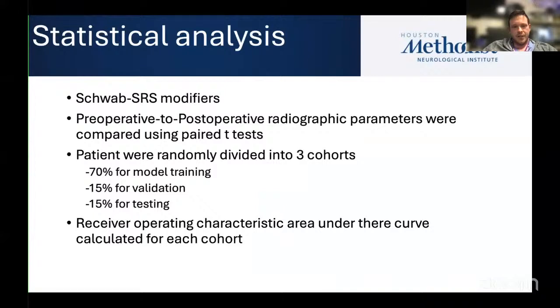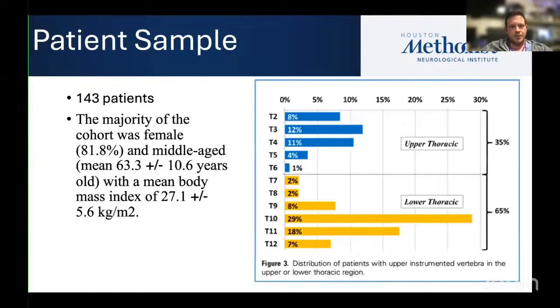And they did paired t-test analysis for their preoperative and postoperative radiographic parameters, and they had their patients divided into 3 cohorts. The majority were just for training the model, and then 15% for validation and 15% for testing. And they also did the ROC curve analysis. And so they had a pretty good number of patients at 143.